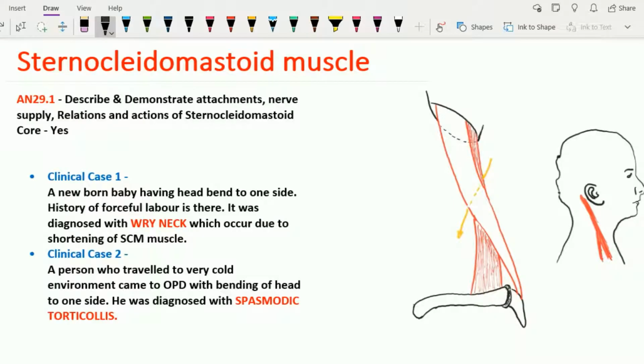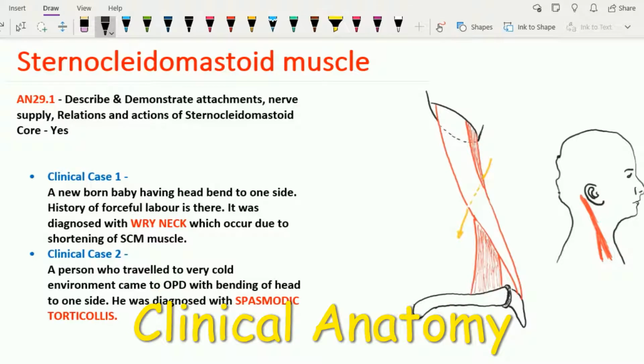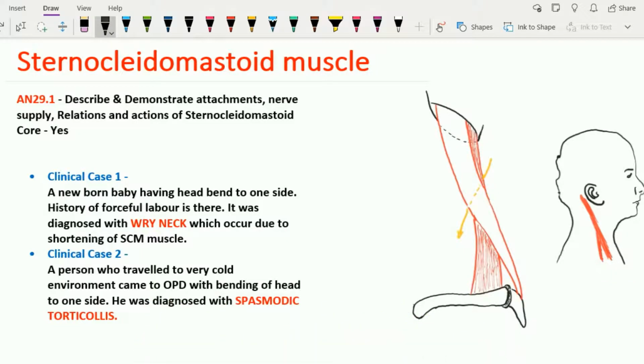Hello all, let's see the anatomy of the sternocleidomastoid muscle. Before going into detailed anatomy of the sternocleidomastoid muscle, let's see a few clinical cases. In clinical case number 1, a newborn baby having head bent to one side and a history of forceful labor was there. It was diagnosed with wry neck, which occurred due to shortening of this sternocleidomastoid muscle.